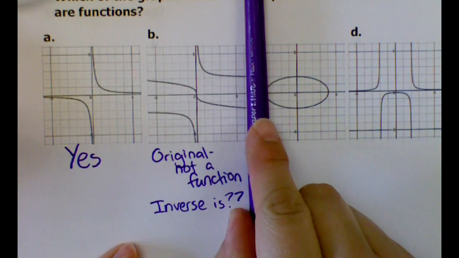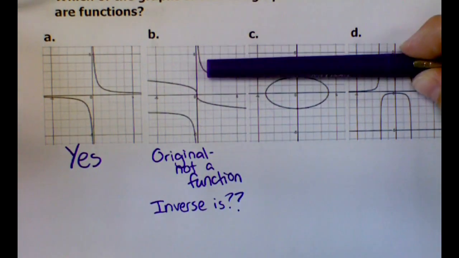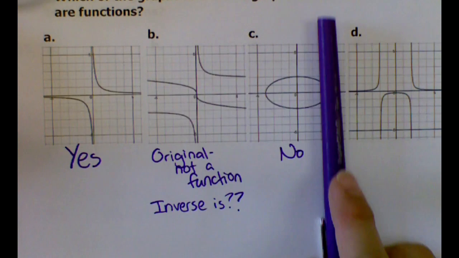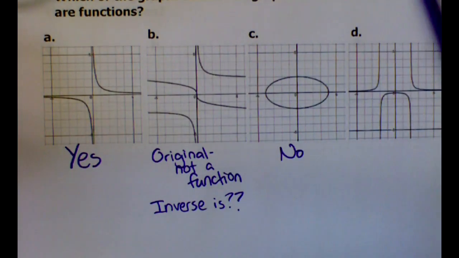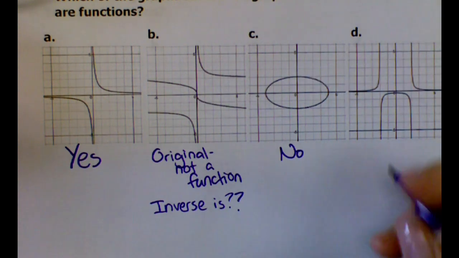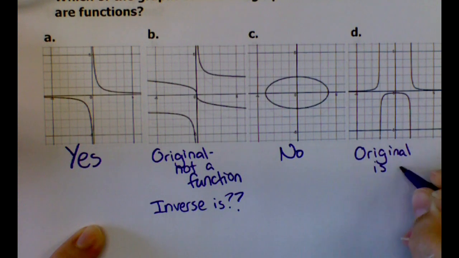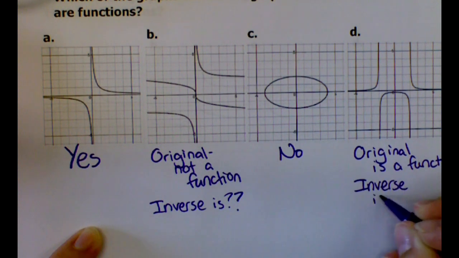For C, vertical line test to test if it's a function, it does not pass that. Horizontal line test to see if the inverse is a function, it does not pass that. Neither of those are going to be functions for us. And letter D, vertical line test to see if it's a function. Yes, it sure is a function. Horizontal line test to see if the inverse is a function, it fails immediately. So the original is a function. The inverse is not.